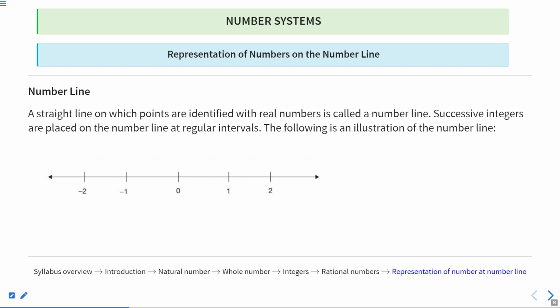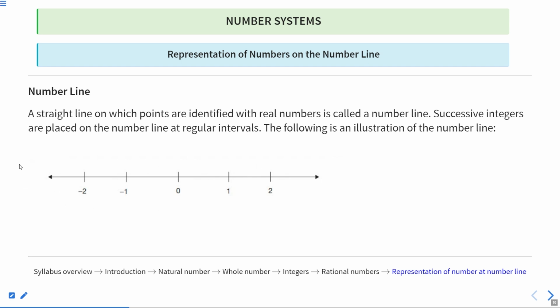So what is a number line? A number line is nothing but a straight line, one whose points are identified with real numbers. Successive integers are placed on the number line at regular intervals, and the following is an illustration of the number line. So this is the illustration of the number line.